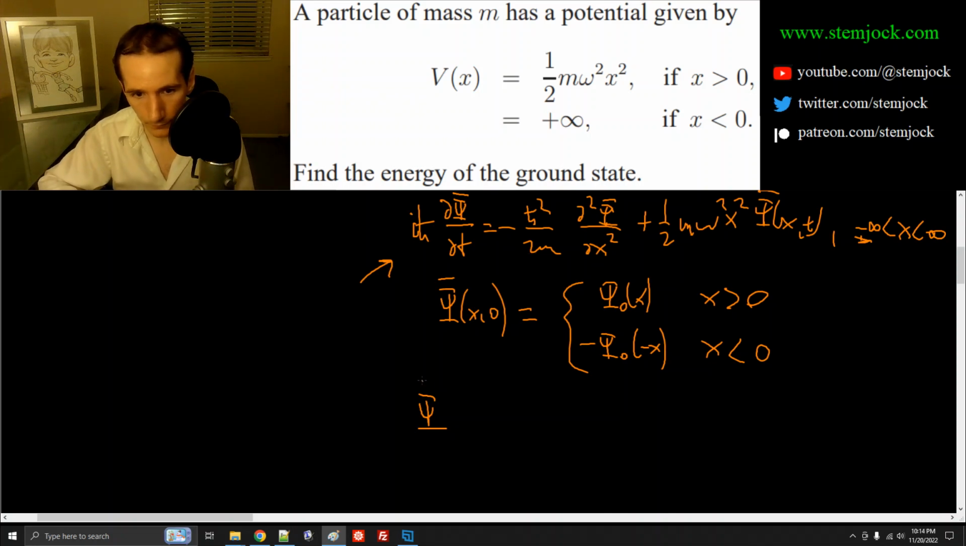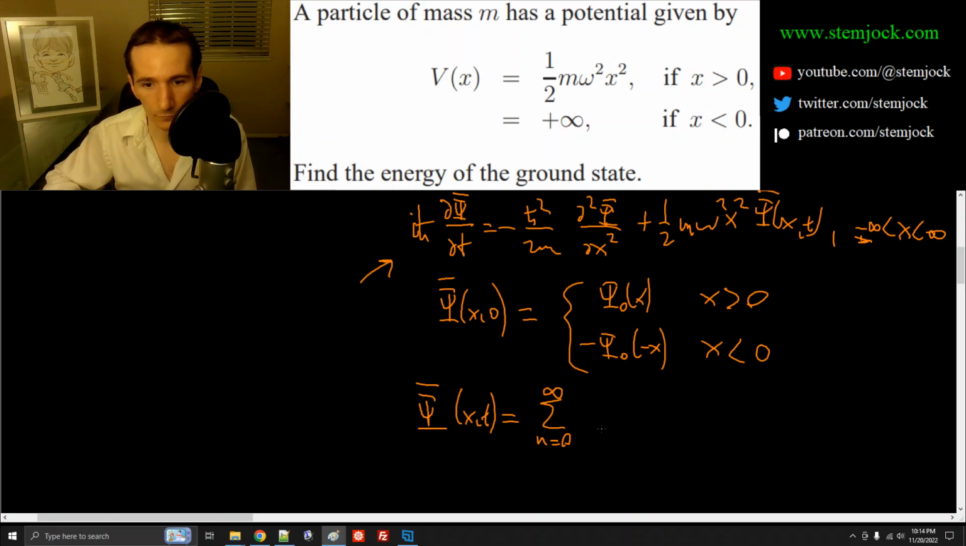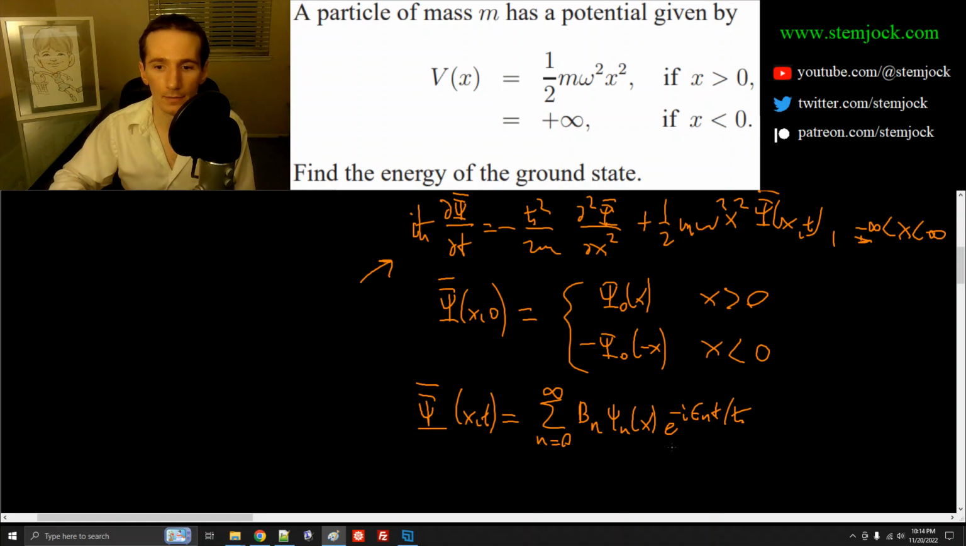So the general solution for psi bar of x, t is going to be the sum over n from 0 to infinity of some constant b_n, called a Fourier coefficient, times psi n of x times e to the minus i E_n t over h bar. This wiggle factor is the solution to the ordinary differential equation in t, and psi n is the solution to the time-independent Schrodinger equation that you get when you separate variables. So these solutions are assumed to be known for this problem here.